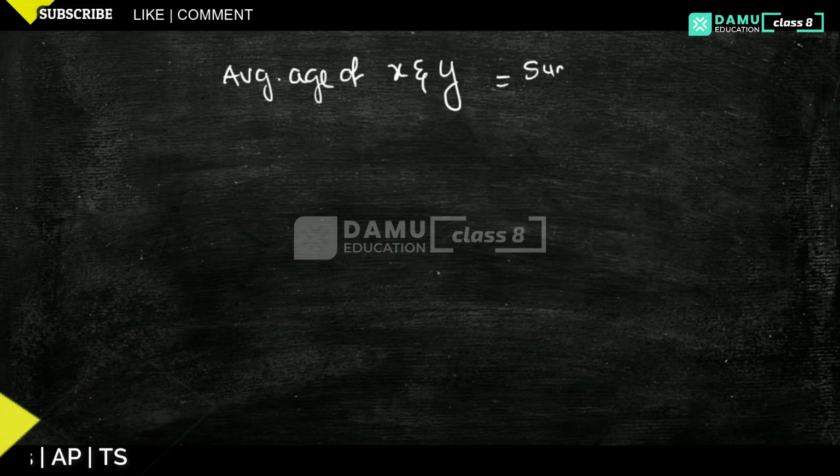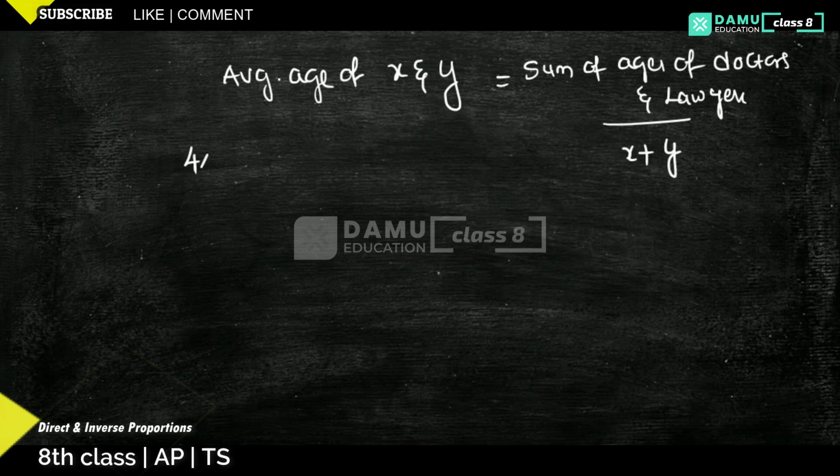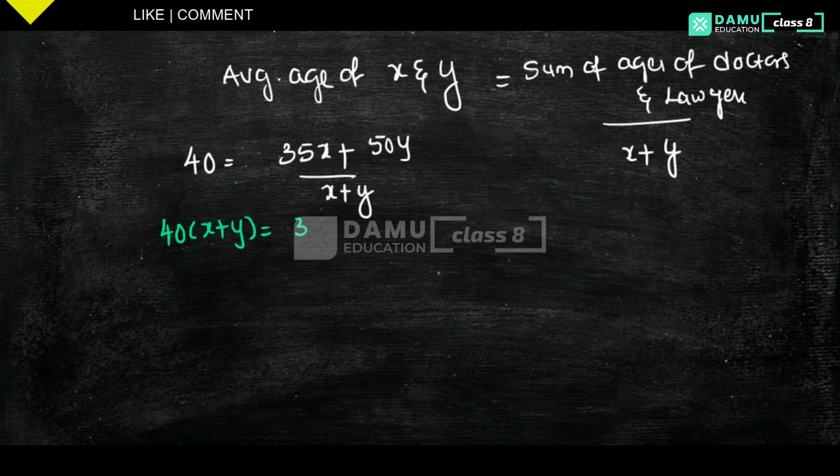Average age equals the sum of all the ages of doctors and lawyers by the number of doctors plus the number of lawyers. So the average age is 40, which equals the sum of the ages of doctors, 35x, plus the sum of the ages of lawyers, 50y, by x plus y. That equals 40 into x plus y, so 40x plus 40y equals 35x plus 50y.